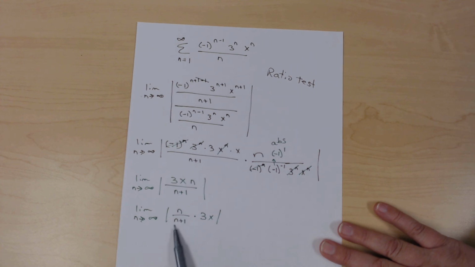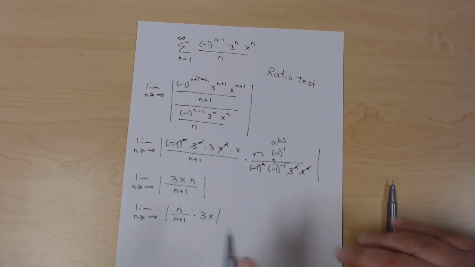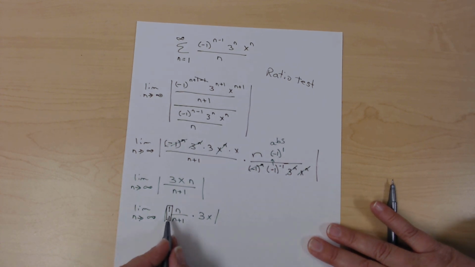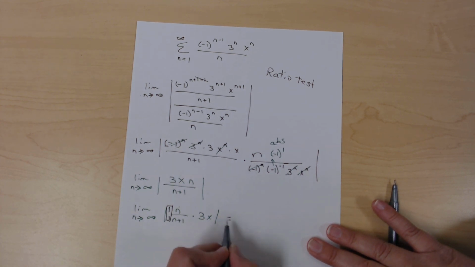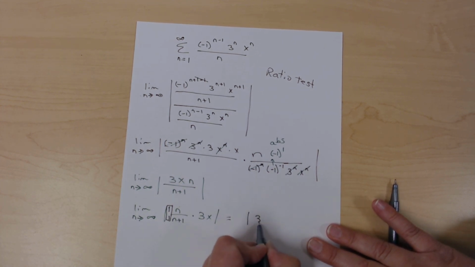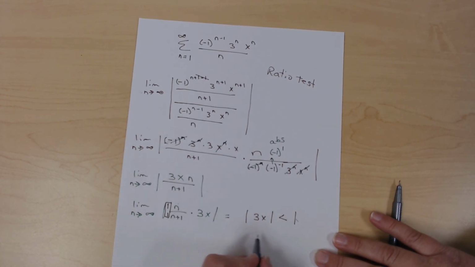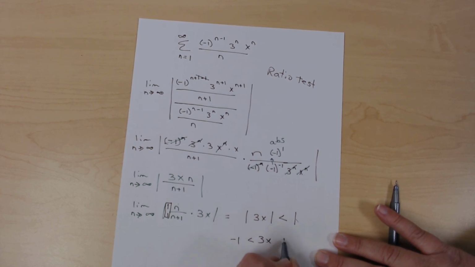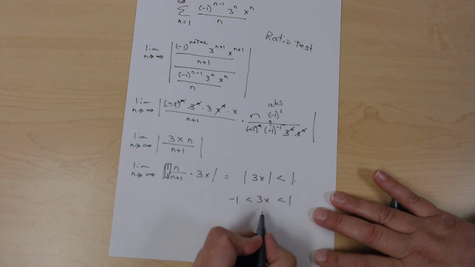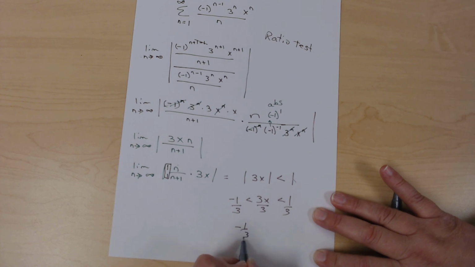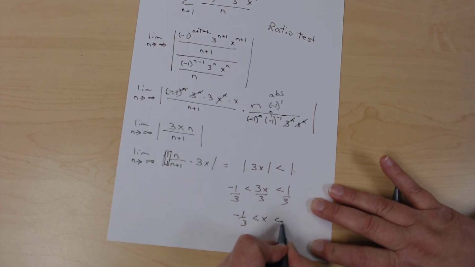This guy, what is this headed to? Remember, the exponents are the same, so it is headed to the lead coefficients, which is 1 over 1. So that's headed to 1, not 0, because my exponents are the same. So I've got 3x less than 1. Okay, so that means negative 1 is less than 3x, which is less than 1. Divide every part by 3, right? Negative 1/3 is less than x, which is less than 1/3.